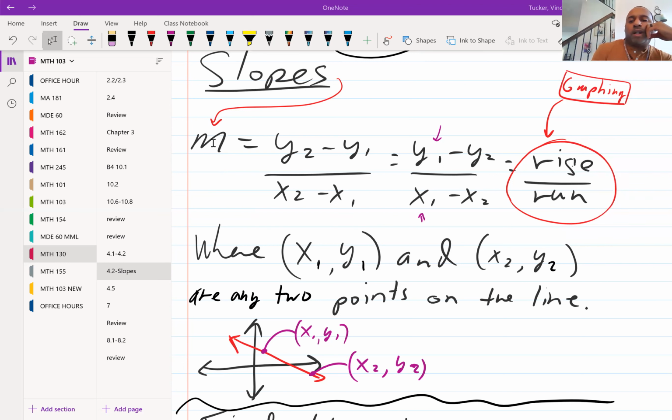You see the values of x1, y1, x2, y2 come from our points. So any 2 points on the line will give us our slope. We'll be able to calculate our slope from any 2 points on the line.